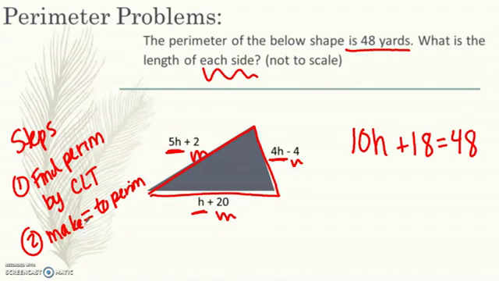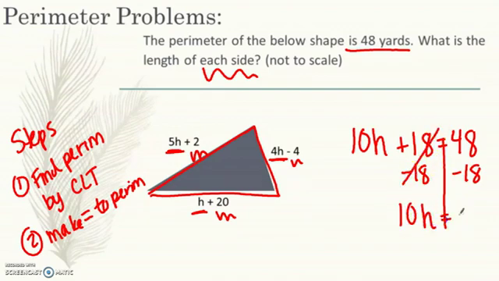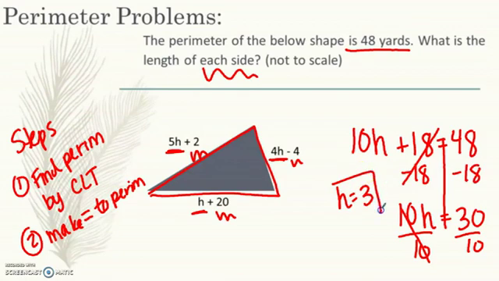Okay, so from here, we're just going to solve. So the opposite of adding 18 is to subtract 18. This is from 7th grade, guys. You got this. 48 minus 18 in your head or in the calculator is 30. We divide by 10. 30 divided by 10 means h equals 3.